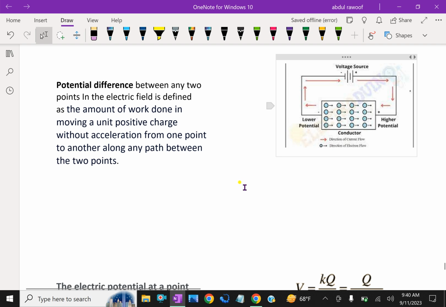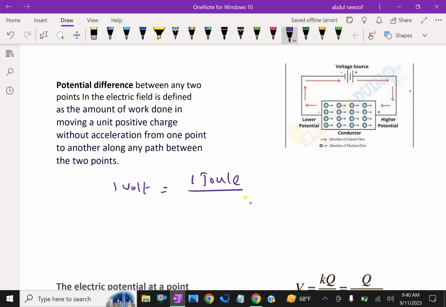Therefore, 1 volt potential difference is nothing but 1 joule of work divided by 1 coulomb of charge. That is, volt is J by Q, joules per coulomb.